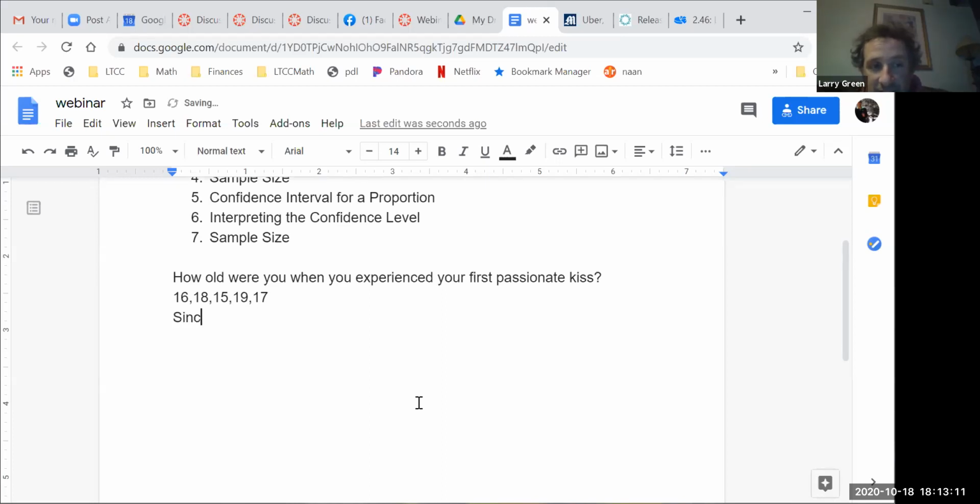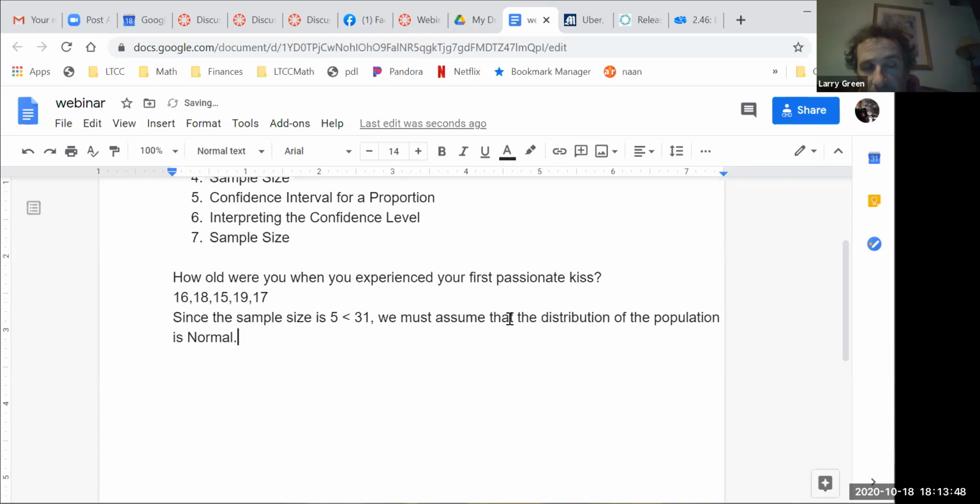So since the sample size is just 5, which is less than 31, we must assume that the distribution of the population is normal. Otherwise, basically, we can't do anything. Is that clear? So we better assume the distribution of the population is normal. Otherwise, it's just wrong in terms of what's coming next.